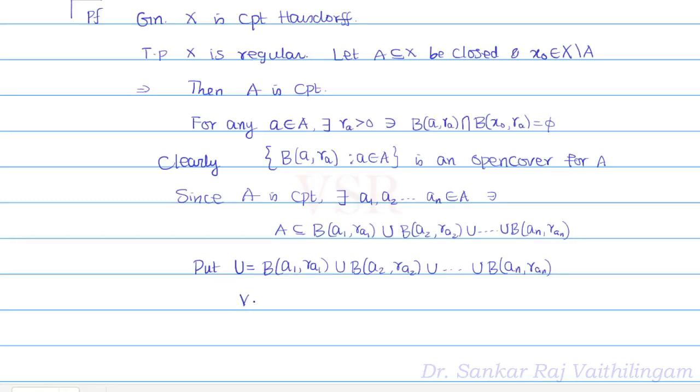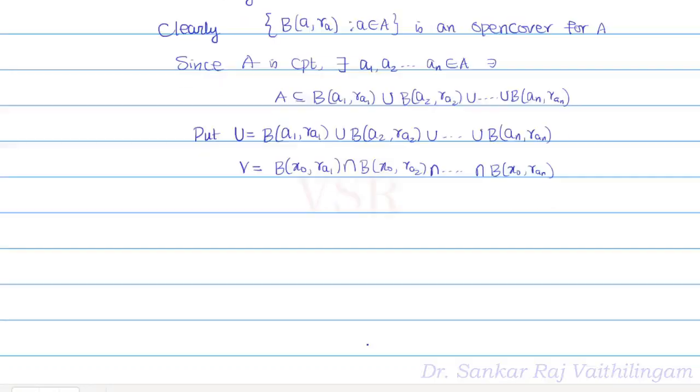Similarly, instead of V, what am I going to do? Ball with the center x0, radius R A1, intersection ball with the center x0 and radius R A2, intersection ball with the center x0, radius R AN. Okay, if I take it like this, clearly we know that finite union of open sets is open and finite intersection of open sets is open, so clearly U and V are open sets.